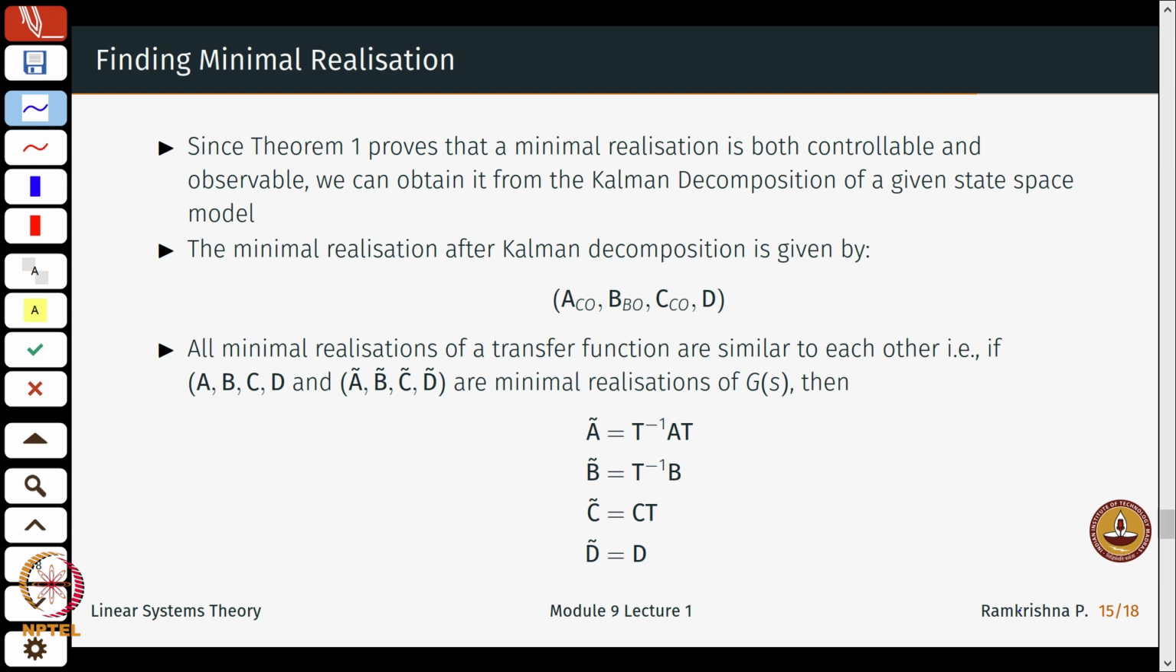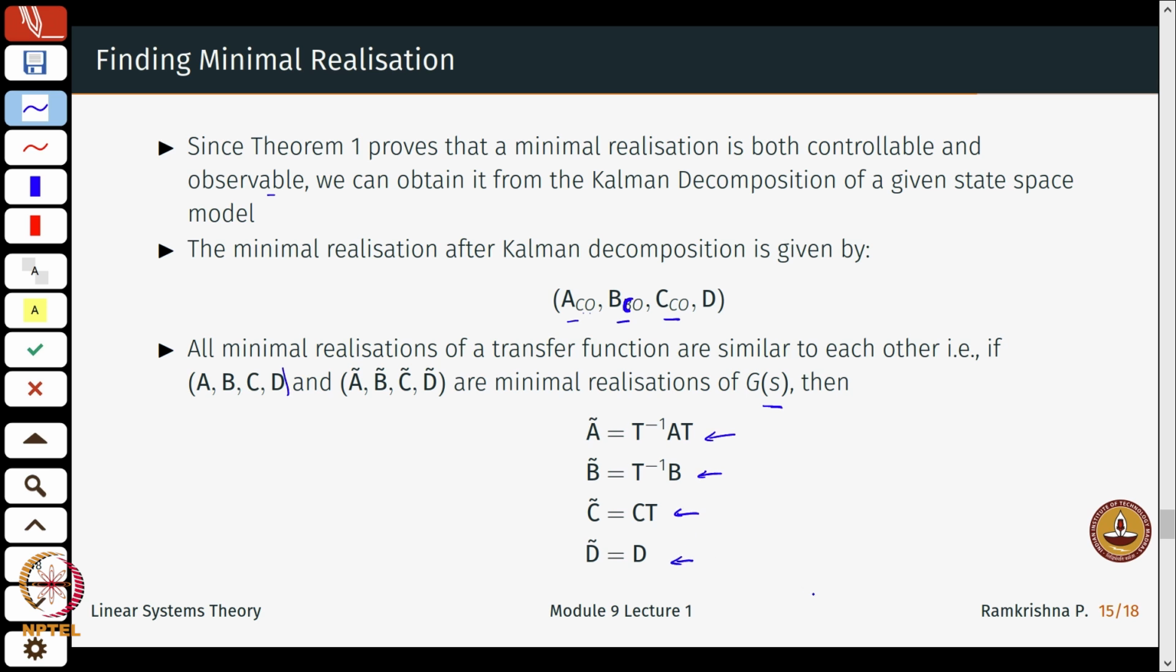We now prove that a minimal realization is both controllable and observable. We can therefore obtain it from the Kalman decomposition. So I have the Kalman decomposition matrices A, B, C, both controllable and observable. And so the minimal realizations of our transfer functions are similar. If A, B, C, D and A tilde, B tilde, C tilde, D tilde are minimal realizations of G(s), then there will always exist a similarity transformation like this.